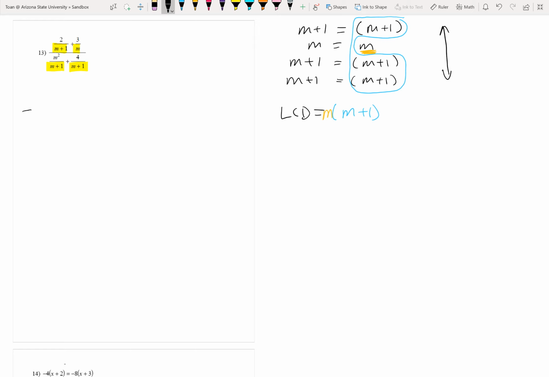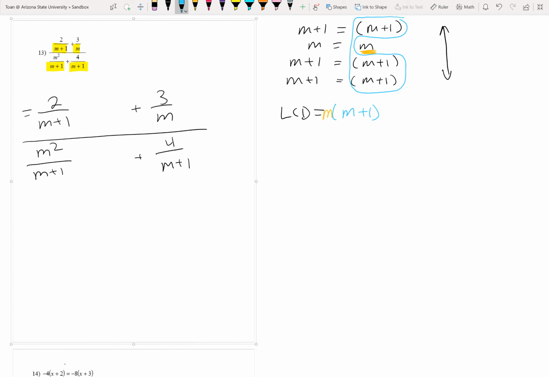What you're going to do then is multiply every single fraction by the LCD. I'm going to rewrite the problem just to give myself a lot of room. So 2 over m plus 1, leave a big space, plus 3 over m, over m squared over m plus 1, leave yourself a big space, plus 4 over m plus 1. All I did was copy down the problem, and for every single part of the problem, I'm going to multiply by the LCD, m times m plus 1.